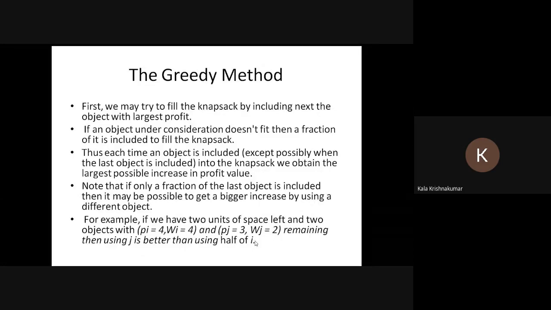Because when you take half of this Wi, you will get profit 4 only. But if you take j, weight is 2 and you will get profit 3. So, if only a fraction of the last object is included, then it may be possible to get a bigger increase by using a different object. You should find out all these cases. Then there are some lemmas.